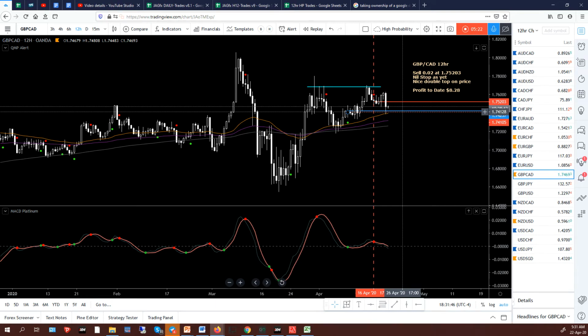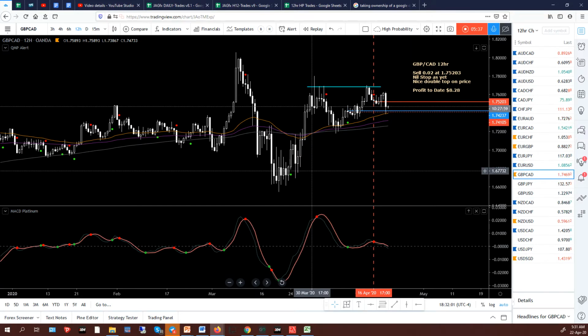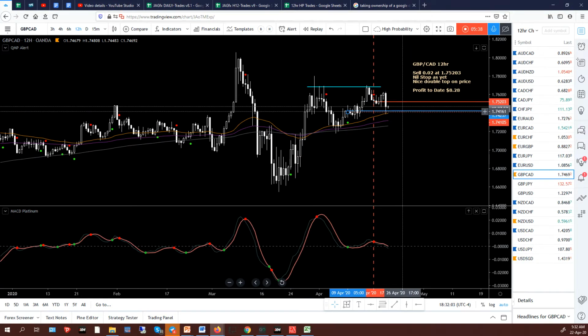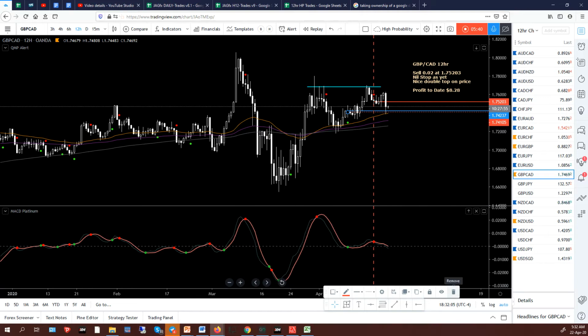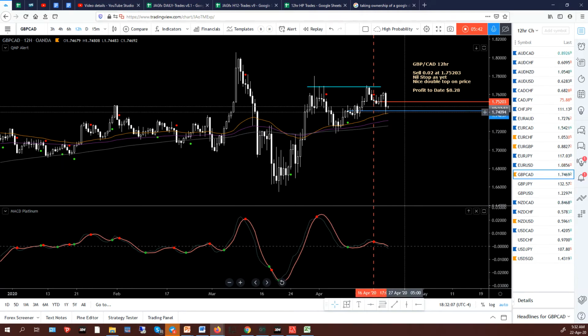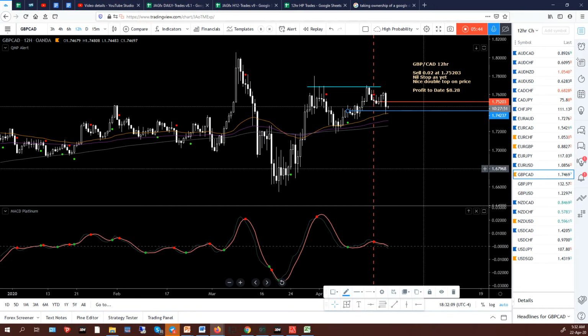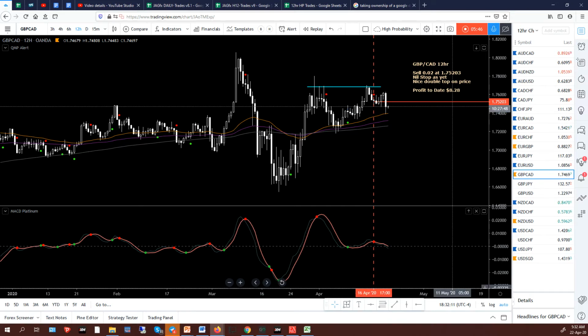Let's get a look here. Get some lines going here. Well, I'm going to remove these lines. Platform's frozen up, would you believe, when I'm doing a video. Great, here we go. So that's stopped out on a little spike down. I don't know what brought that on. Must have been something to do with oil and the Canadian dollar's involved.